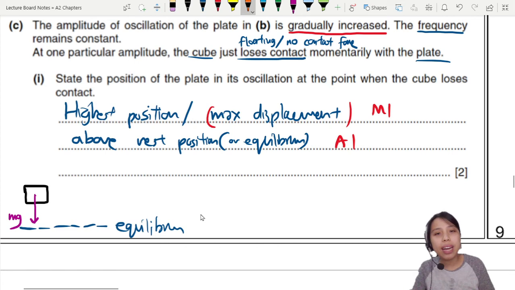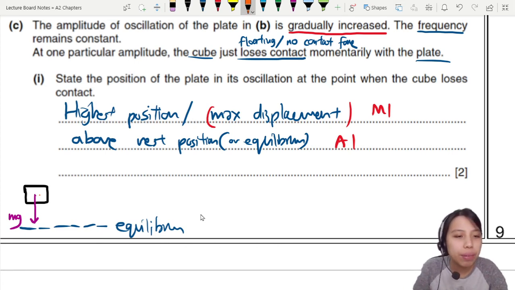Mg is pretty big, so I don't need much normal contact force. I could have a really tiny one. That's my normal contact force between the plate and the cube, so that my restoring force overall, all this pointing downwards, is going to form my restoring force.